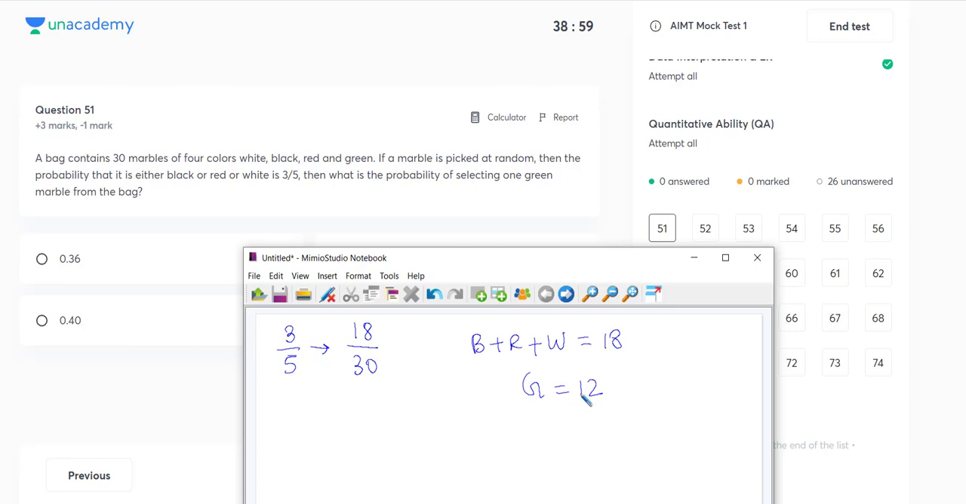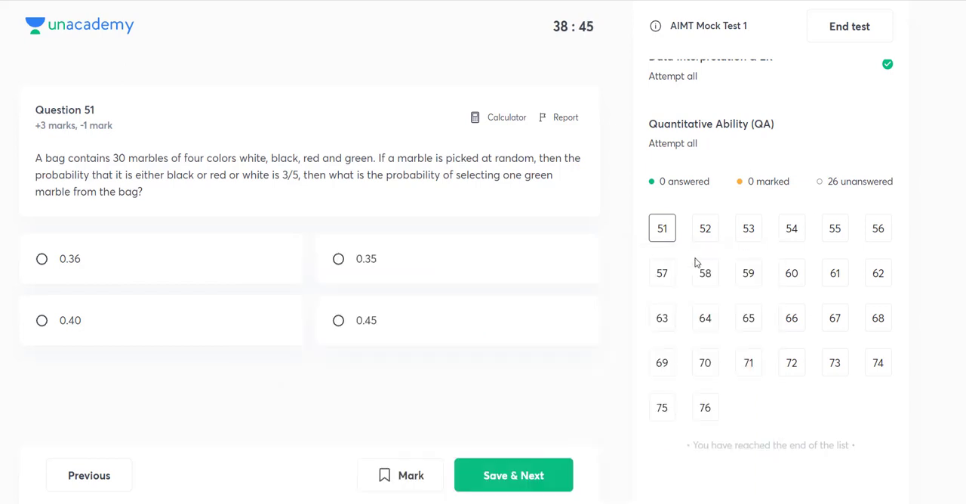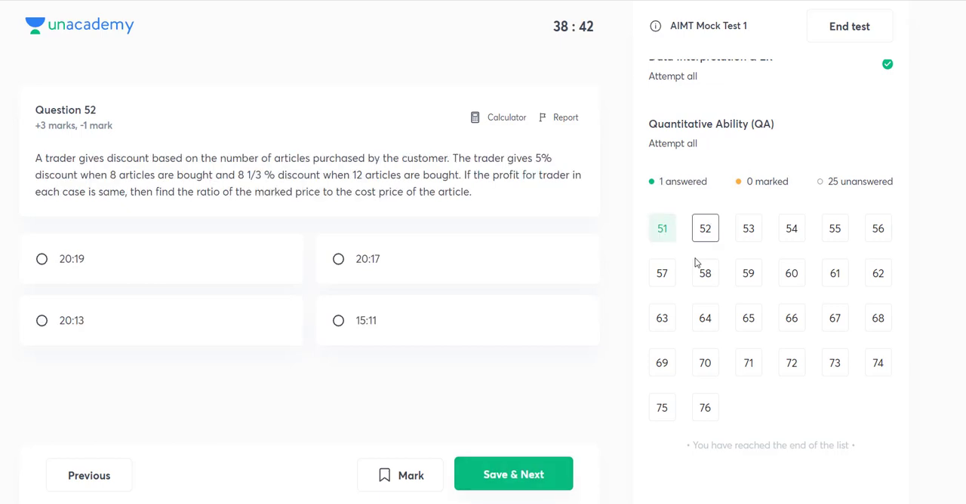Okay, so what is the probability of selecting one green marble from the bag? That is 12 out of 30. That is equal to how much? 6 2s are 12 and 6 5s are 30. So 2 divided by 5, that means 0.4 is the answer. Okay everyone, so let's mark 0.4 and move ahead.